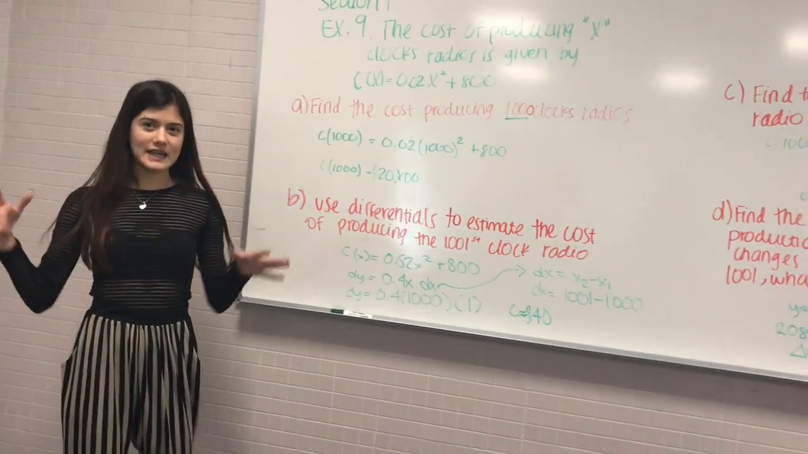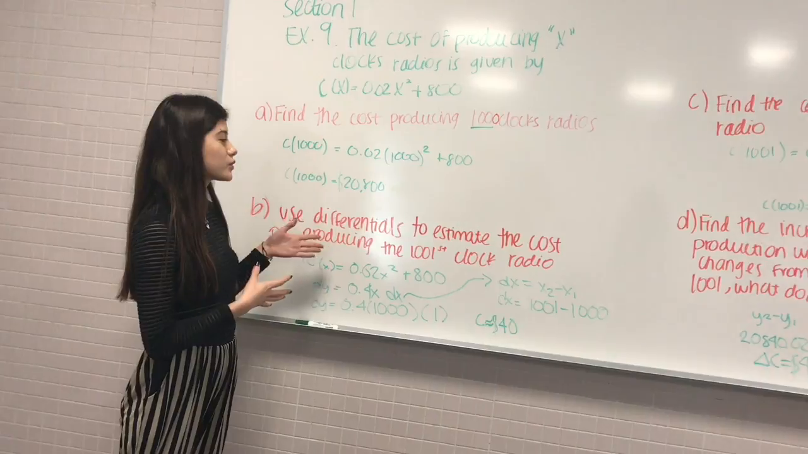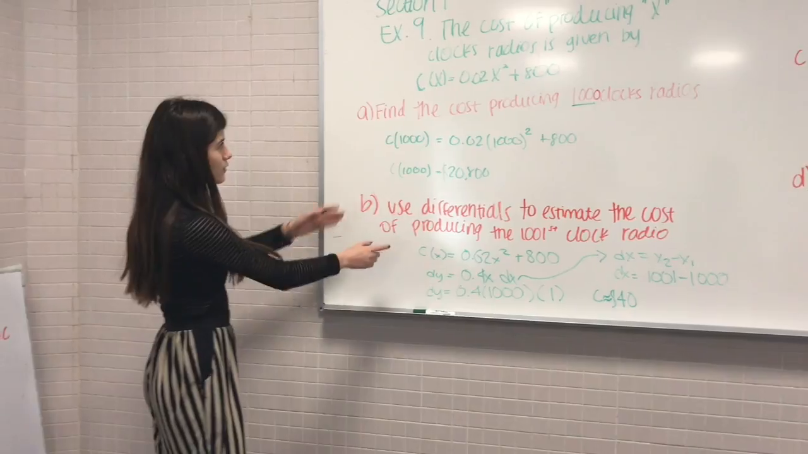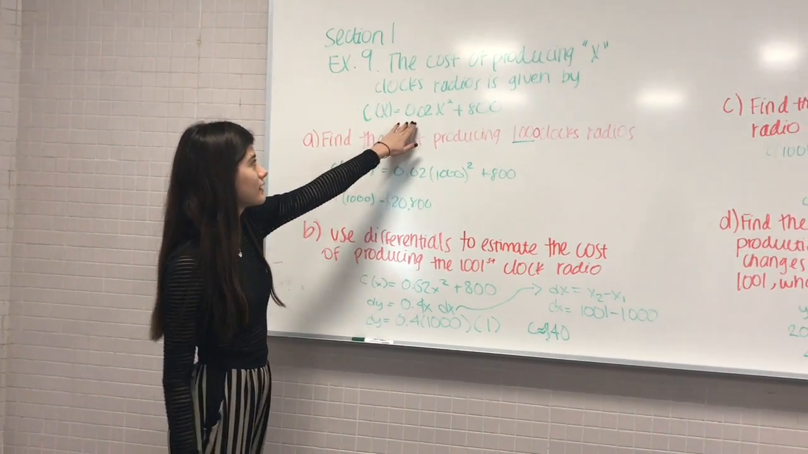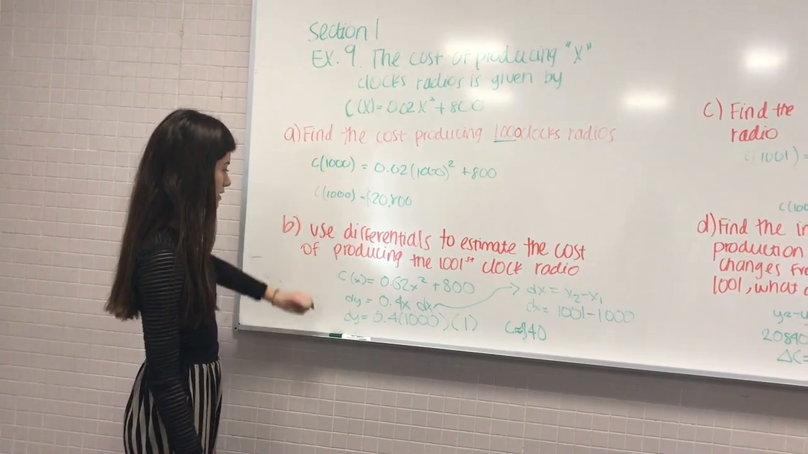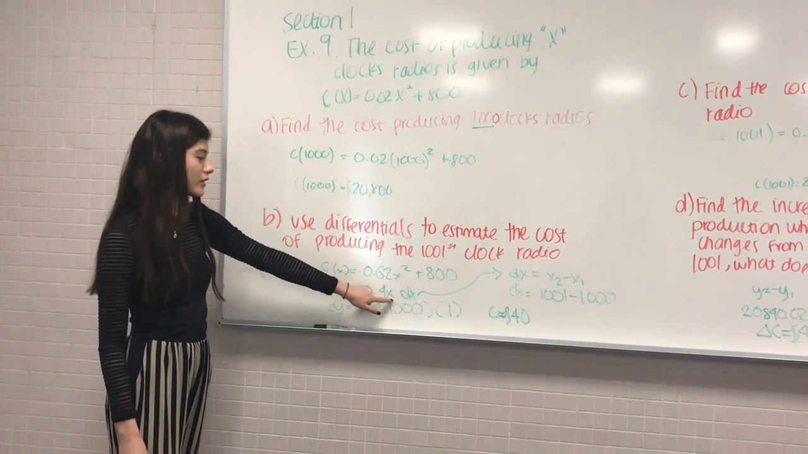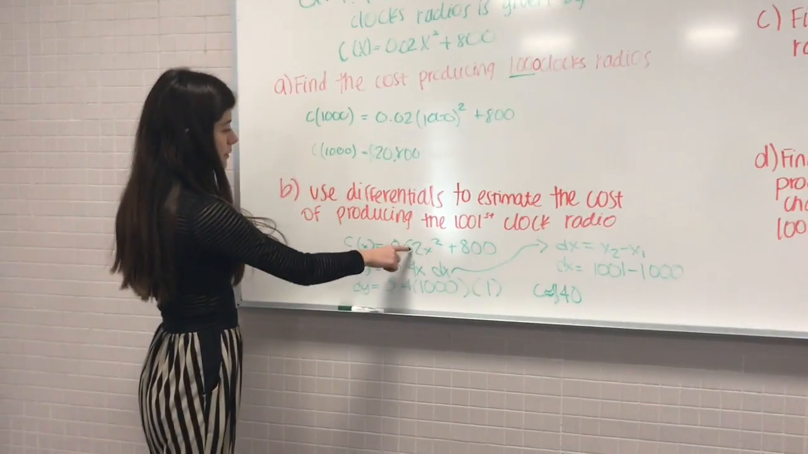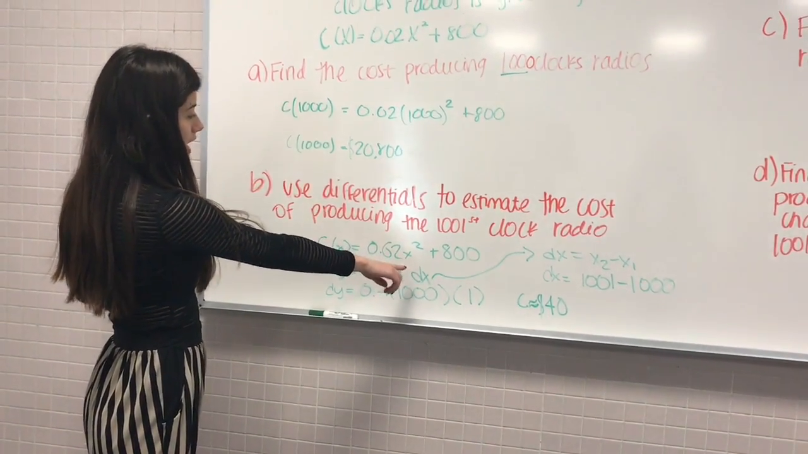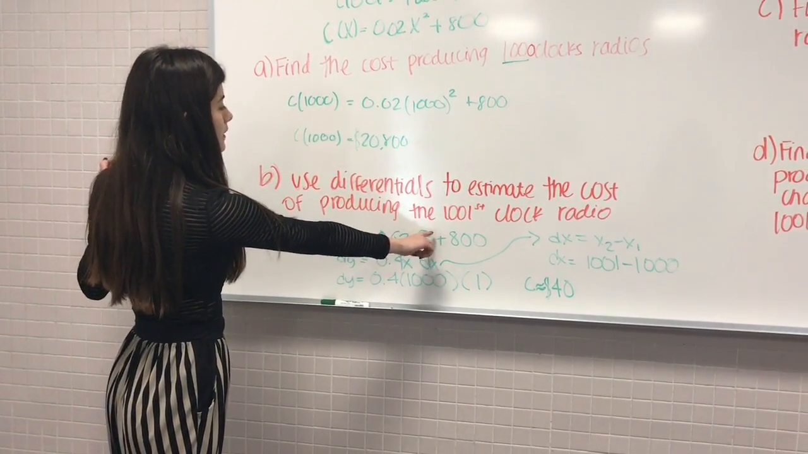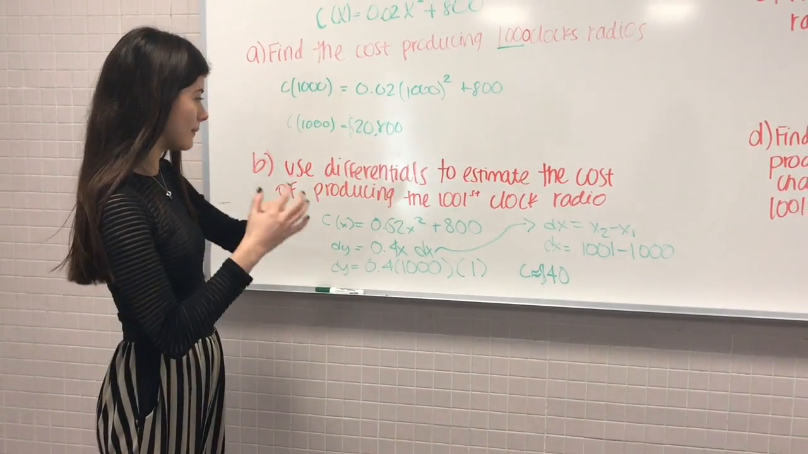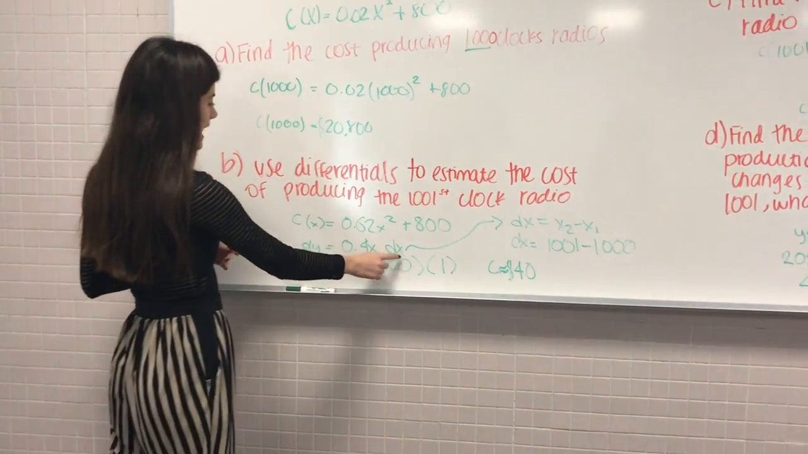So now we're going to find the differential, an estimate of approximately how much it will cost to produce that 101st clock. We have this equation, the first one, and we have to use the derivative of this equation, which is 0.4x. How do we get 0.4x? We pass this number multiplying by 0.02, and then we subtract 1 from the exponent and multiply by dx.